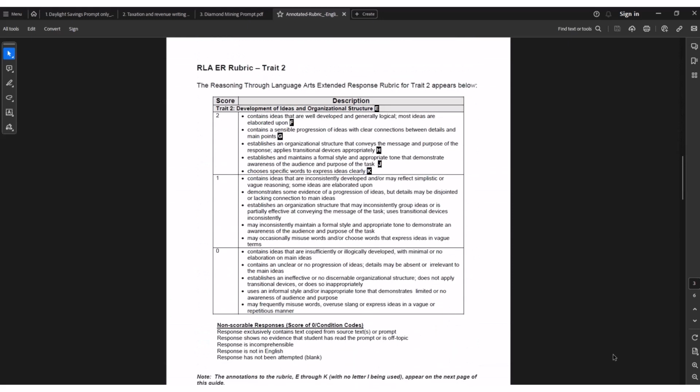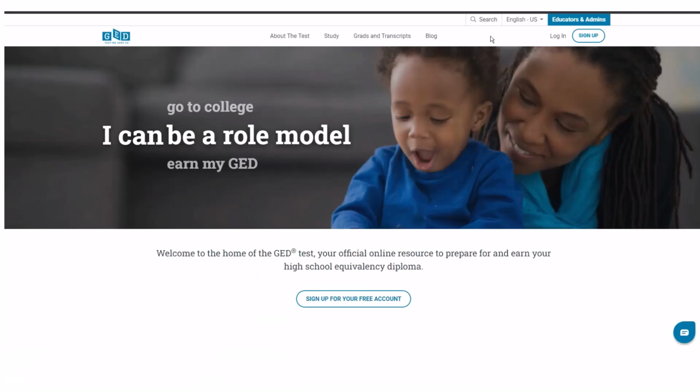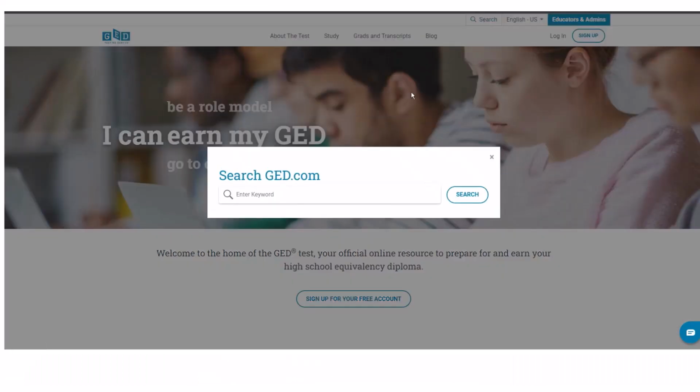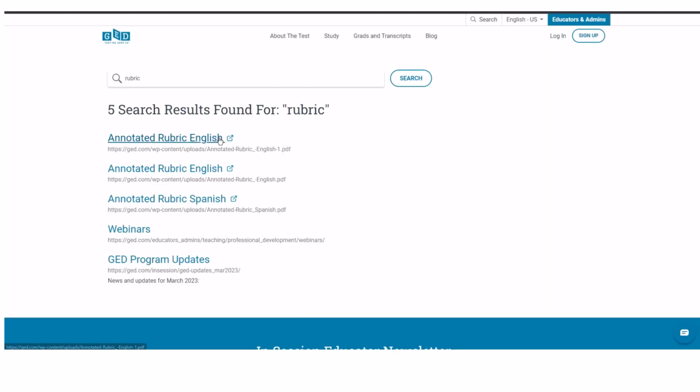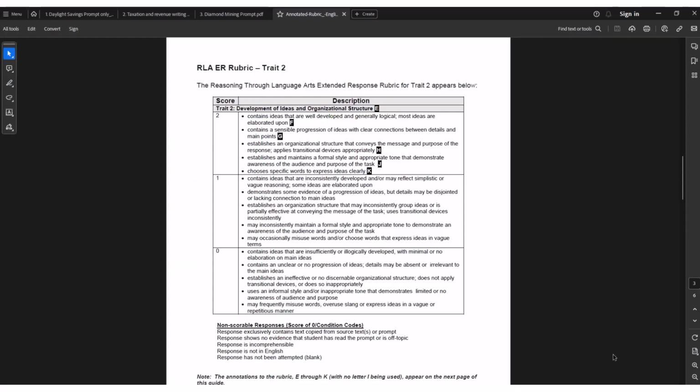If you do not have this rubric, you can find it in two places. You can find it in the description box below, or you can go to GED.com and in the search box type rubric. After typing rubric, you will notice there is one in Spanish and one in English. Well, actually, there are two in English. Either one is okay. If you are going to write in Spanish, that means you're taking the entire exam in Spanish. So just be mindful of that. For more information about taking the exam in Spanish, you're going to want to check out the information that they have on GED.com.